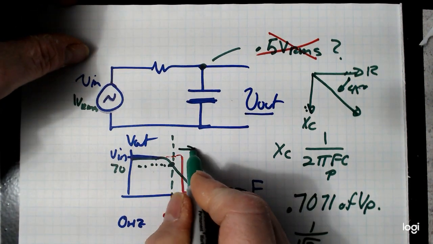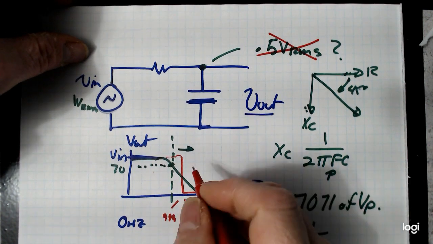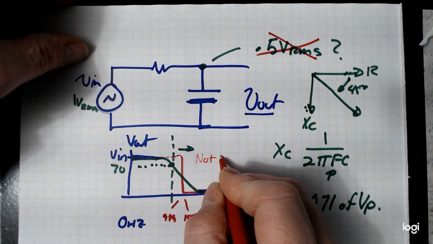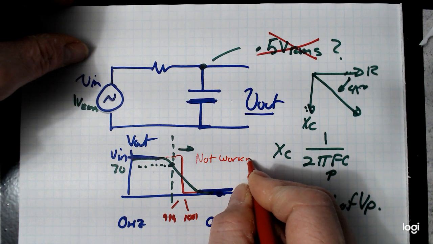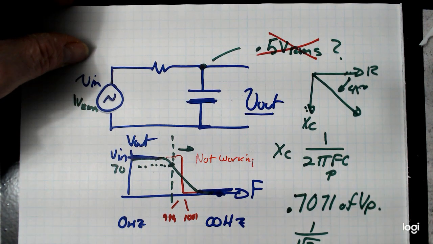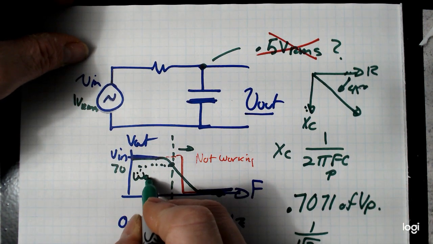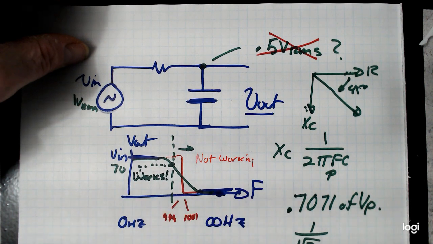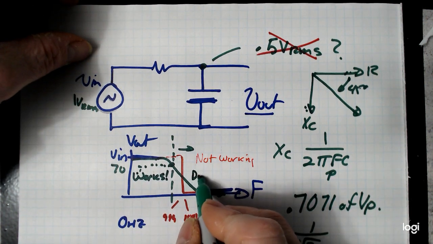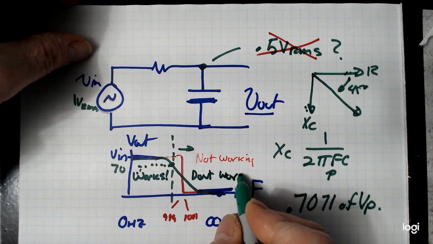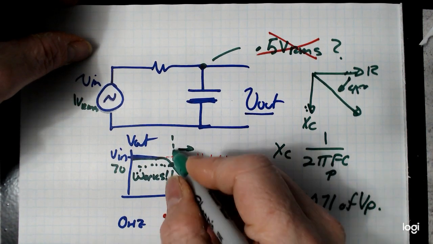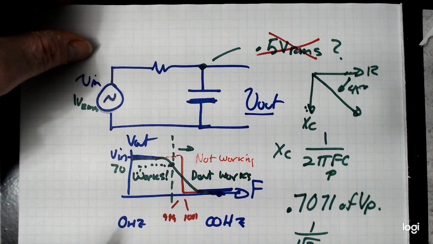And we would say the stuff on this side of the line is not working. Over here on this side of the line, we would say the circuit works. And over here, it doesn't work. And the cutoff is when the capacitor voltage drops to 70%.